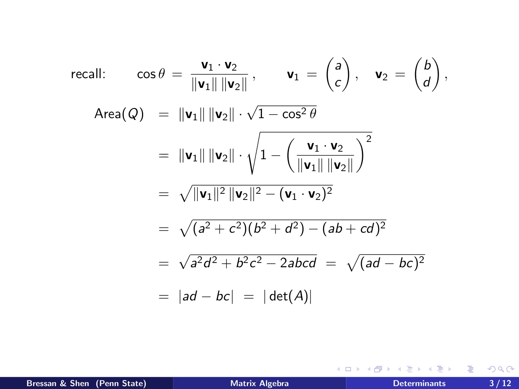We can open this product out into 4 terms, and then open up this square, and then we will see that certain terms will cancel, and in the end we'll have 3 terms left. Then we'll notice that these 3 terms form a perfect square, and that's exactly (ad minus bc) squared, and the square root of it. Then you can cancel the square root with the square, and you get the absolute value of ad minus bc, which we recognize is exactly the determinant of the A matrix.